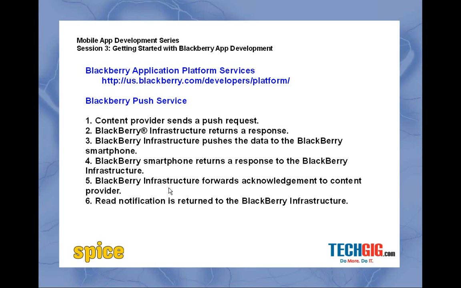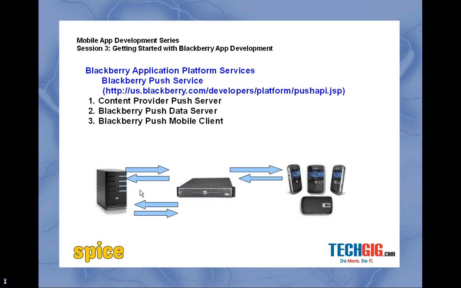BlackBerry infrastructure forwards acknowledgement to content provider. Read notification is returned to the BlackBerry infrastructure. So these are the 6 steps which were drawn by arrow here, like 1, 2, 3, 4, 5, 6. Similar diagram is available on this website as well. You can look at it. It's a very clear understanding how you can create the push type of solution using BlackBerry framework.